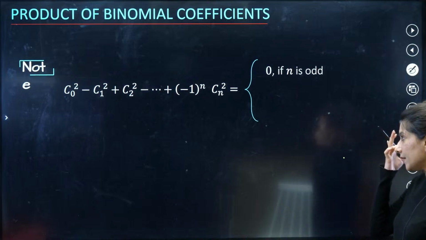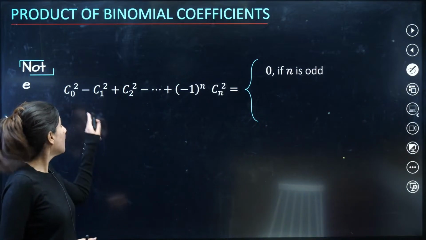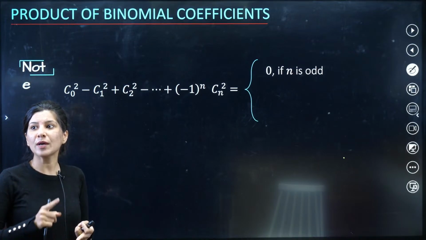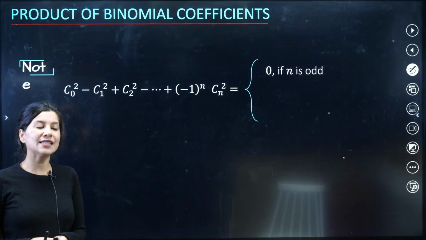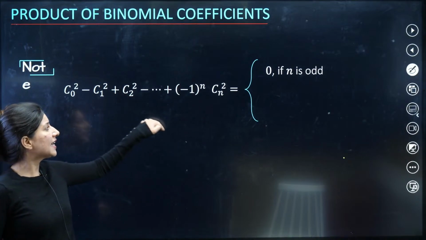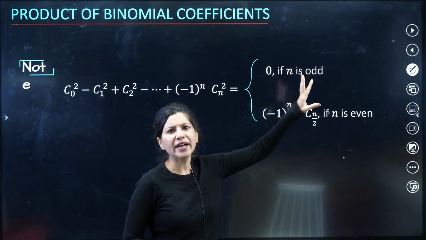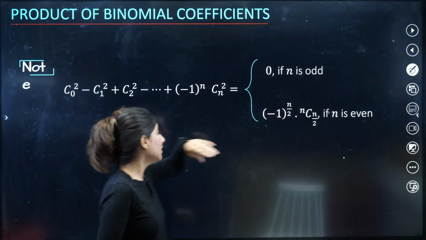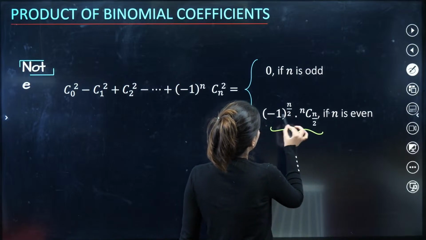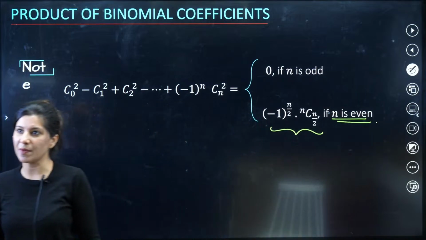Now there is actually one formula. You saw that nC0 square plus nC1 square plus nC2 square, all the way up to nCn square, will be 2nCn. But for the alternate sign, there will be two values depending upon the value of n. If n is odd, then go ahead and write 0. But if n is even, you just have to write (-1) raised to the power n by 2 times nC(n/2). This is the result that you have to remember.